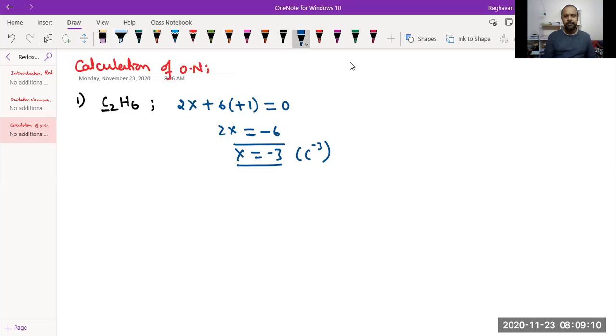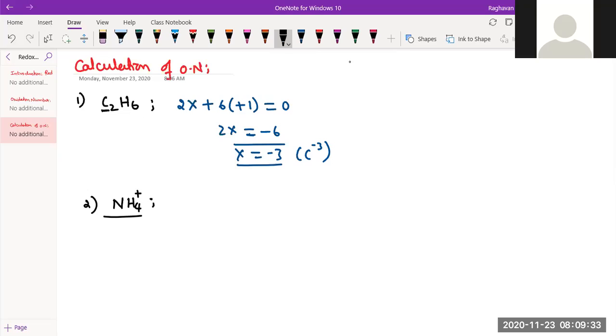That's the meaning. I'll take a particular ion so that you will understand. NH4 plus. It's an ion. Now tell me, in this NH4 plus ion, which element's oxidation state do we need to find? Nitrogen, because hydrogen we know. So in the question they would have underlined nitrogen.